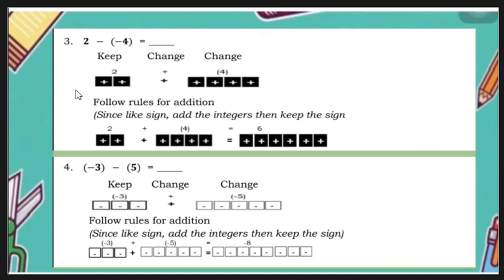Next, we have negative 3. How about this one? Negative 3 minus 5. So remember, we have 3 negatives and we have 5 negatives. So since like sign, add the integers, then keep the sign. Then we have negative 3 plus negative 5 is equal to negative 8. Okay.